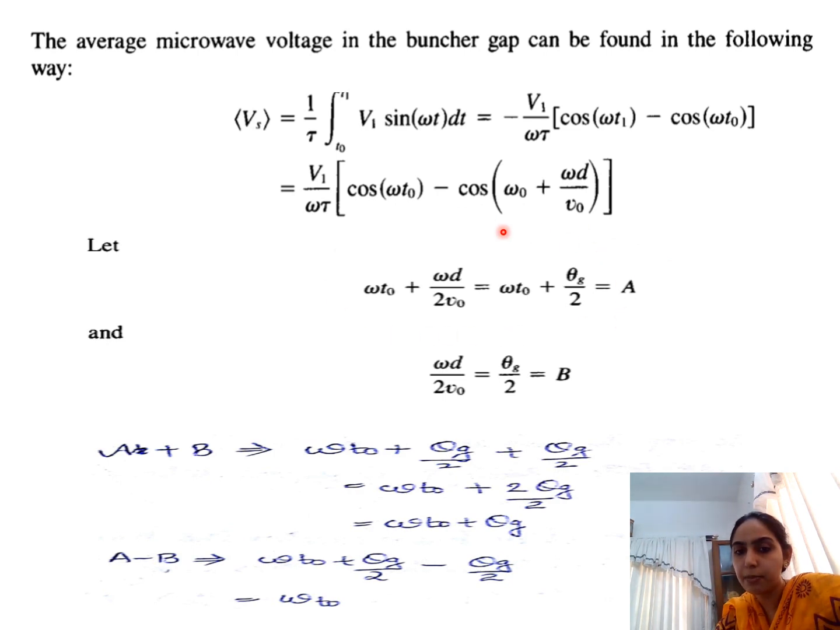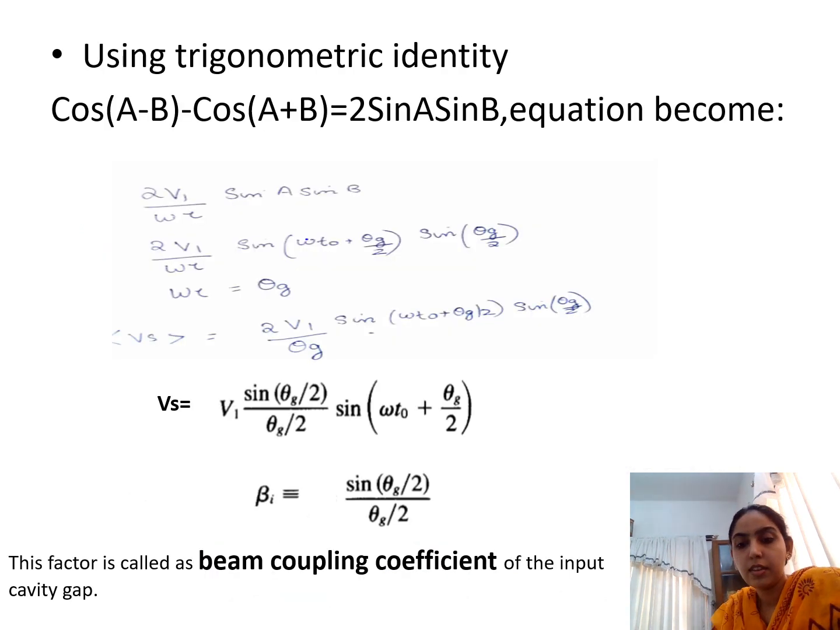We are taking a particular assumption, taking arbitrary constants a and b and finding a plus b and a minus b, and taking this as cos of a minus b minus cos of a plus b. Now, by using the trigonometric identity, the equation turns out to be cos of a minus b minus cos of a plus b. This trigonometric identity is nothing but 2 sin a sin b. So we can rewrite the equation.